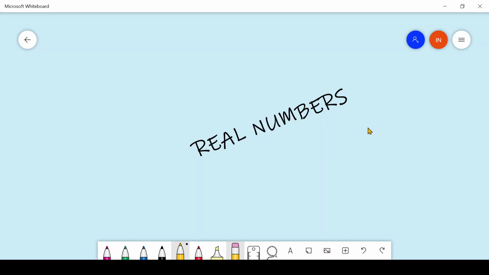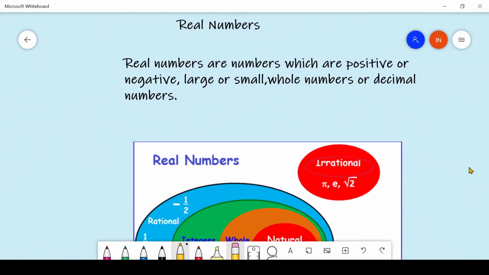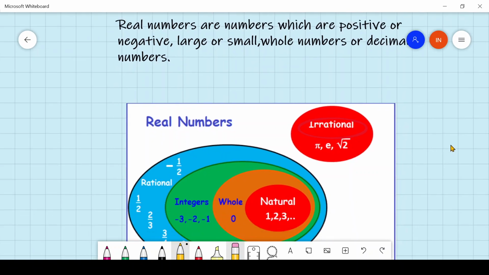Today we are going to discuss real numbers from chapter 1. Before going deep into this chapter, let us see what real numbers are. Real numbers are numbers which are positive or negative, large or small, whole numbers or decimal numbers. Collectively, we can say that all these numbers are real numbers. So let us see the chart with examples.